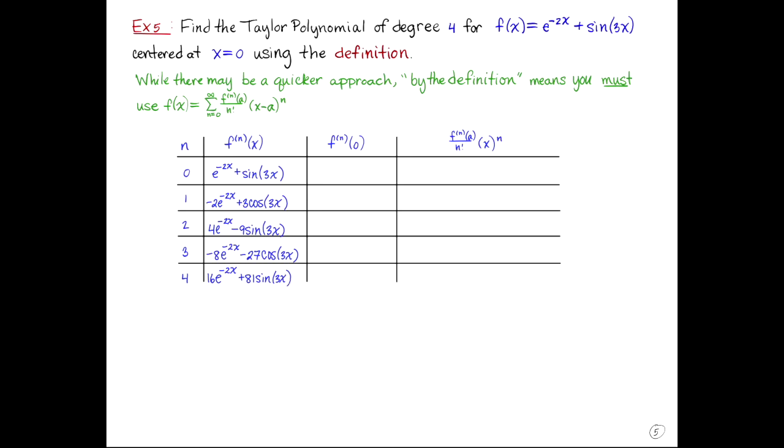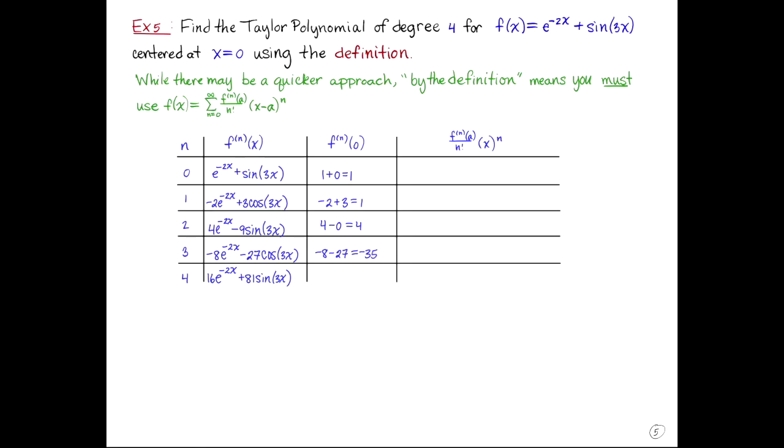Let's evaluate our derivatives at n equal to 0 to fill in the second column. e to the 0 is 1 plus sine of 0 is 0, giving us 1. When n equals 1, we have negative 2 plus 3 equal to 1. When n is 2, 4 times e to the 0 is 4 minus 0, giving us 4. At n equal to 3, we have negative 8 minus 27, which is equal to negative 35.